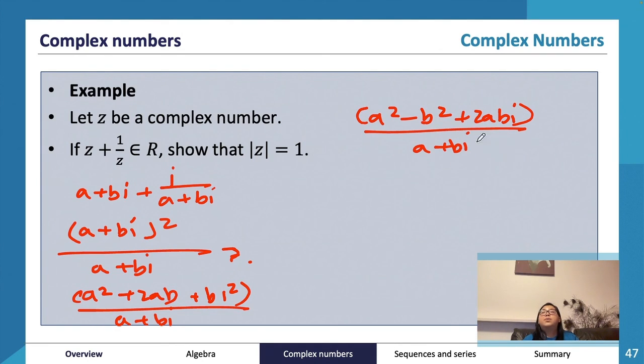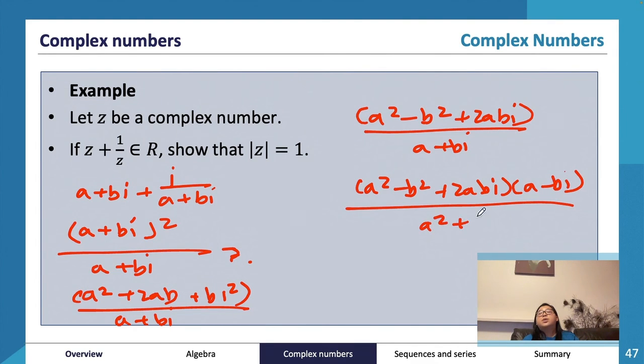And in order for this to be real, we have to rationalize the bottom part first, and then we go a squared minus b squared plus 2abi, times a minus bi, and that will once again be over a squared plus b squared, and then you can get the same thing as what we were doing before by doing a different method this way. It's always good to know different methods to do things.